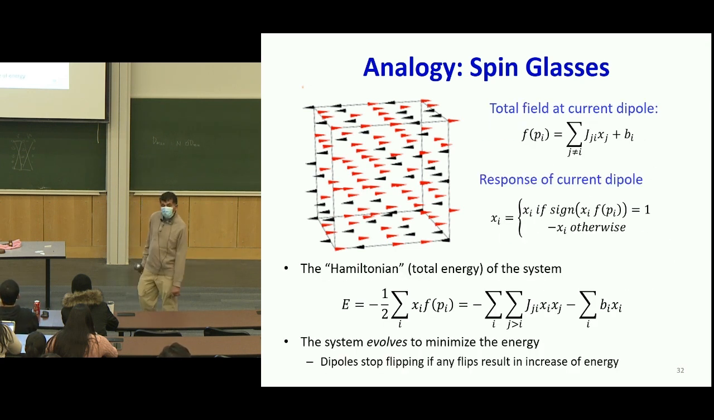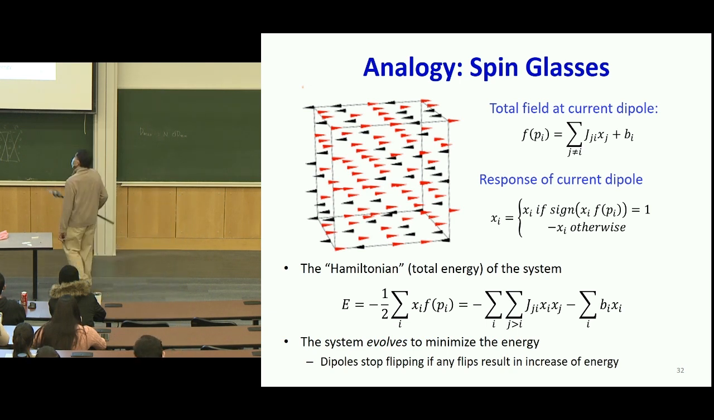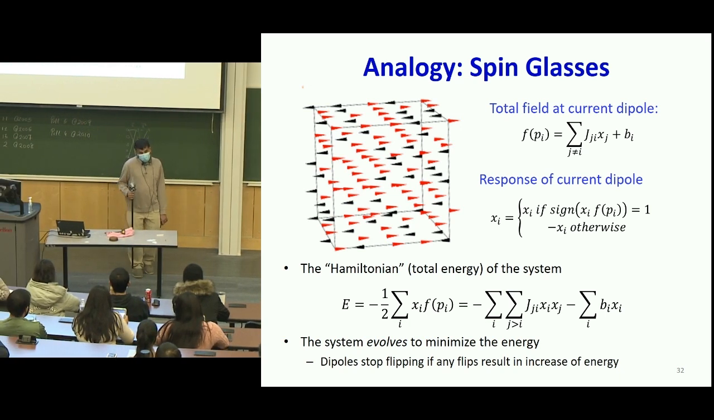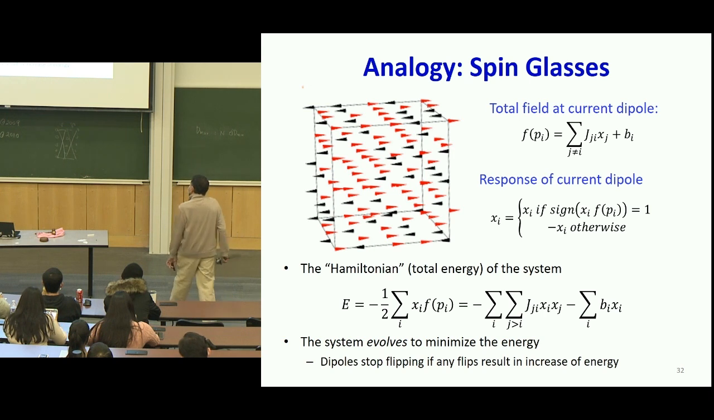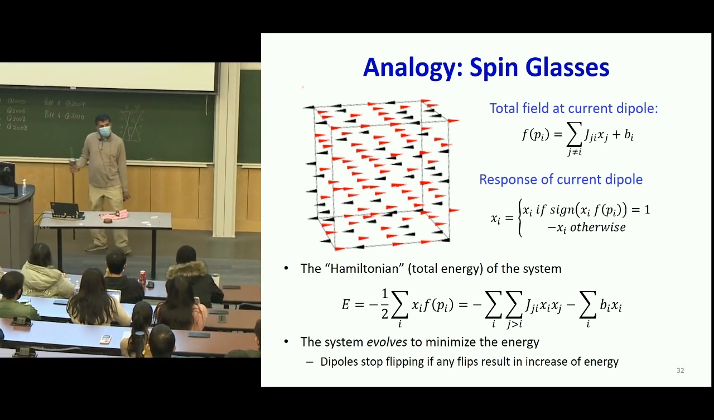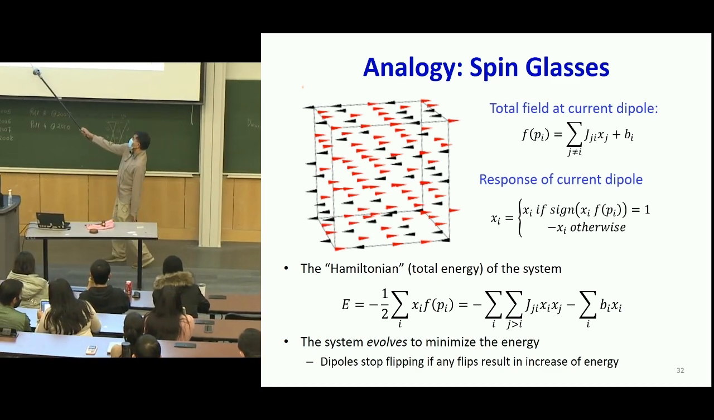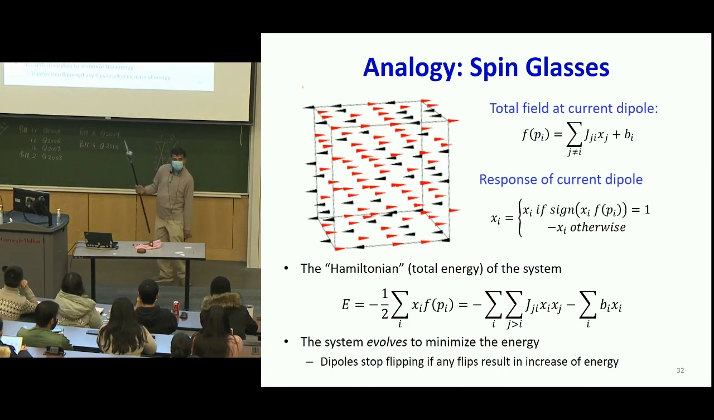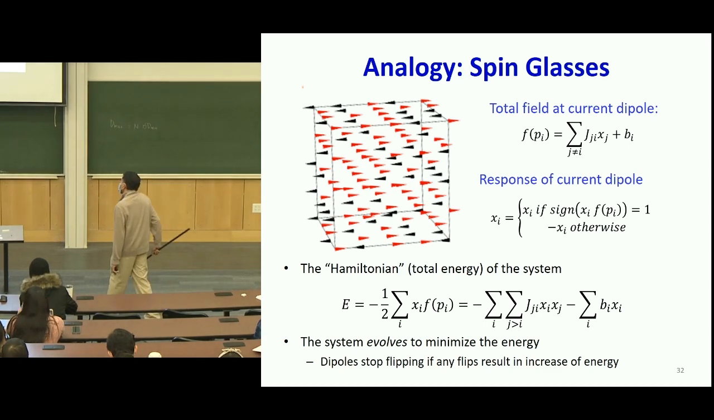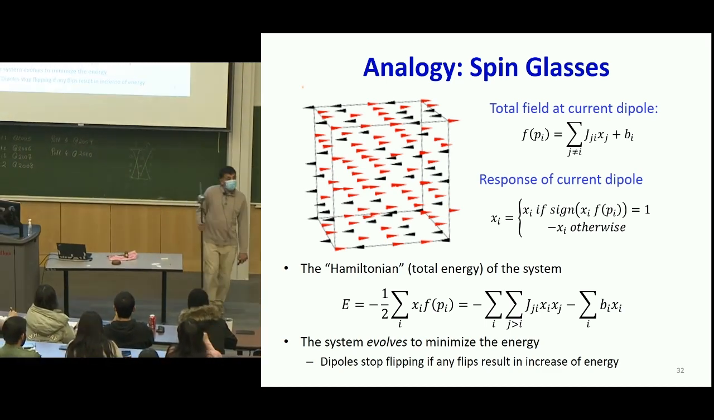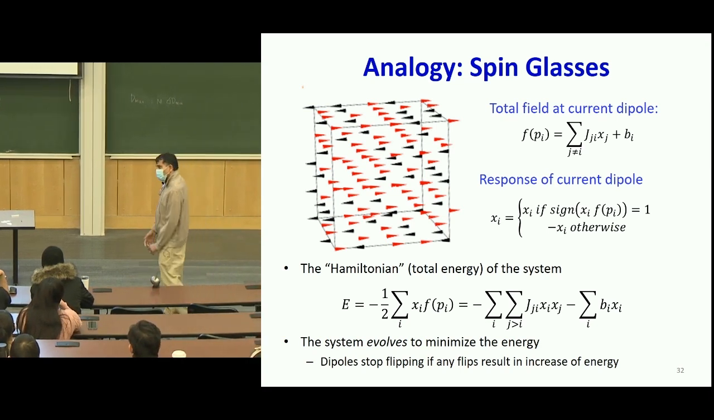When will it stop? For this, we define something called the Hamiltonian of the system, which you might recognize as being related to the potential energy of the system, right? So the Hamiltonian is the total energy of the system. The total energy is going to be the product of the field and the dipole value itself summed over all of the dipoles. It's actually defined as minus half of the summation of xi times the field at the ith position, right? Where did the half come from? If you work it out, it's minus the summation over all of the dipoles, and you can do the summation left to right because the interaction is symmetric, right? So it's the summation over ij of Jij xi xj, minus the second term. Now this begins to look familiar, right? And so what happens with the spin glass, the dipoles are going to keep flipping.